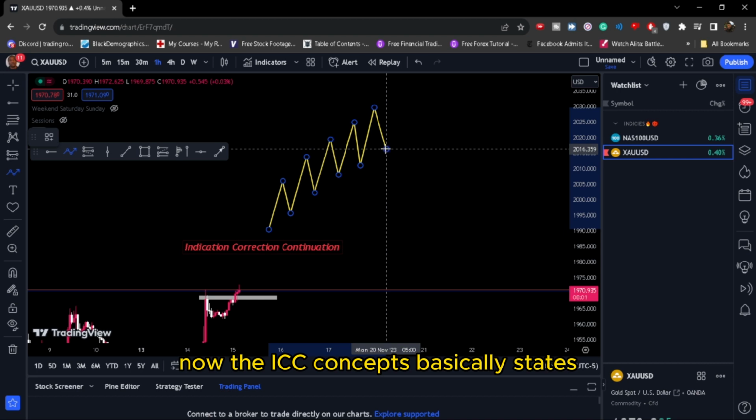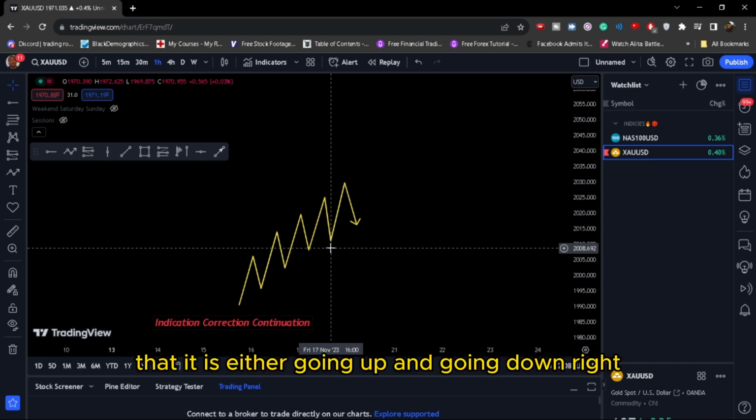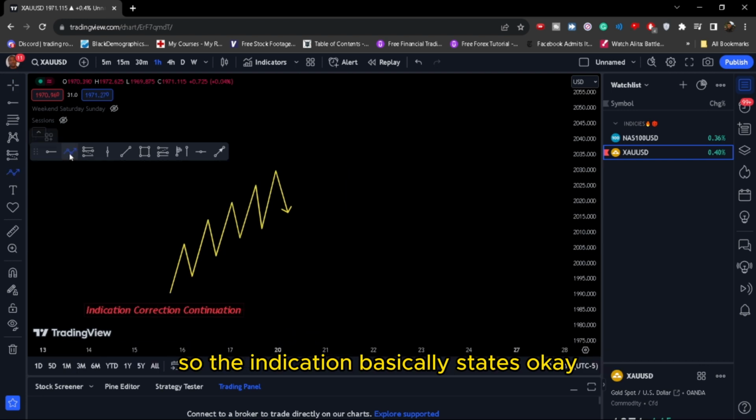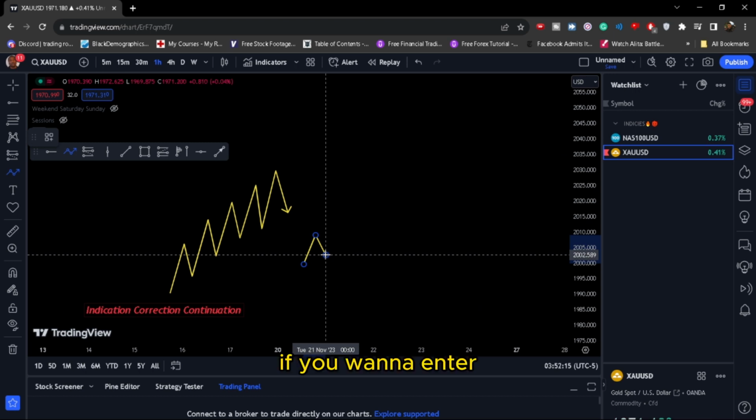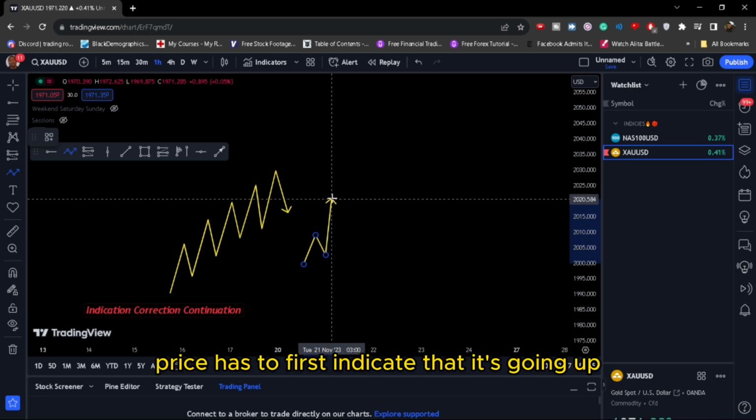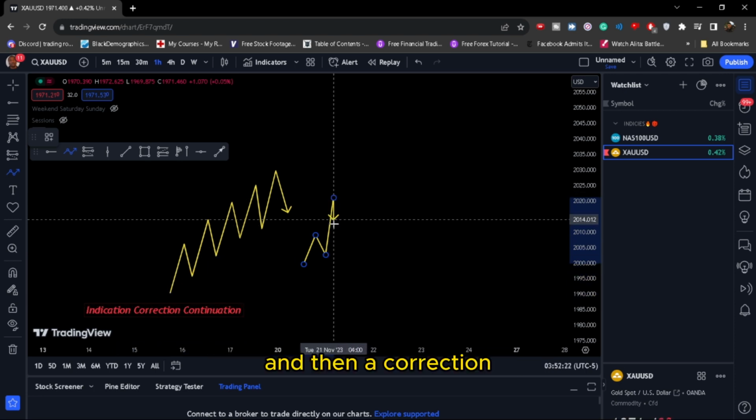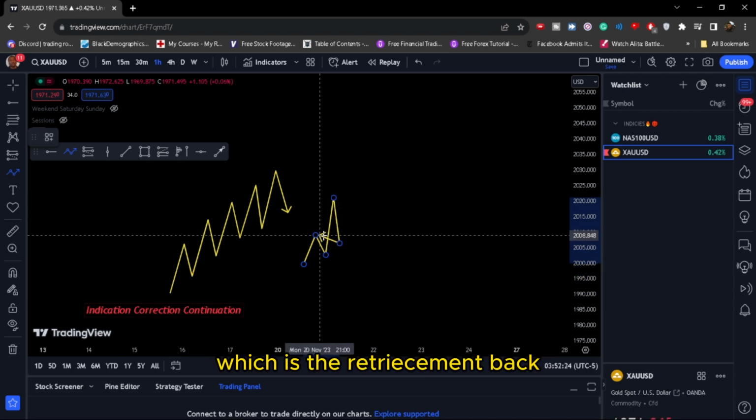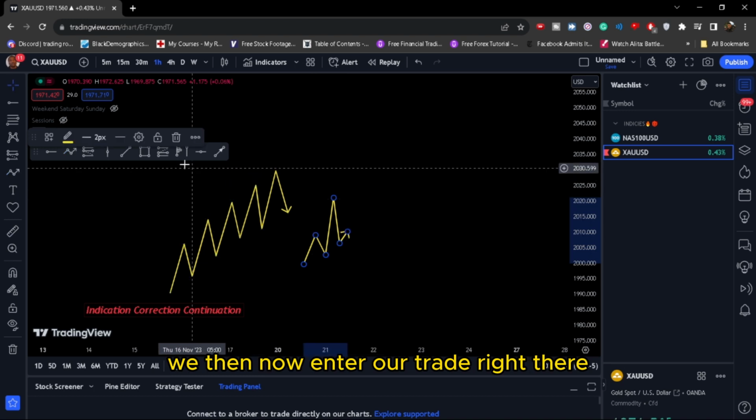Now, the ICC concept basically states that for you to enter your trade, price has to have already given you a sign that it is either going up or going down, right? So the indication basically states, okay, if price is trending and you want to enter, price has to first indicate that it's going up, which is that first impulsive move, and then a correction, which is the retracement back to our area of interest. And then from there, when price goes above our area of interest, we now enter our trade right there.